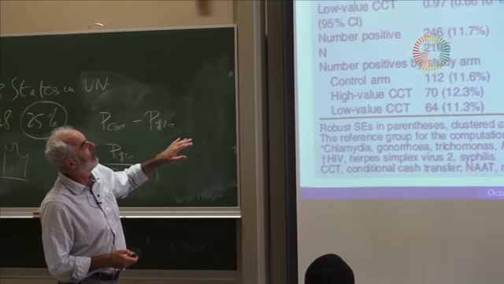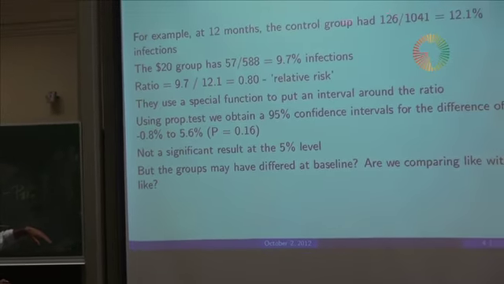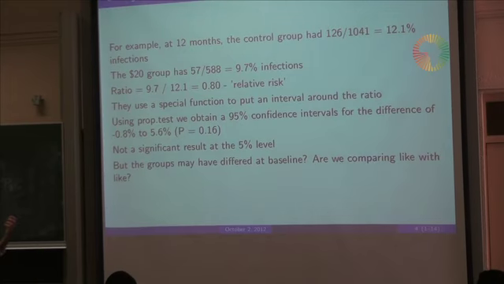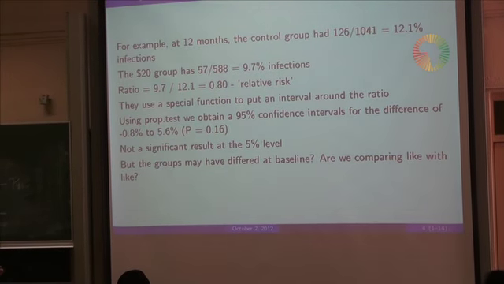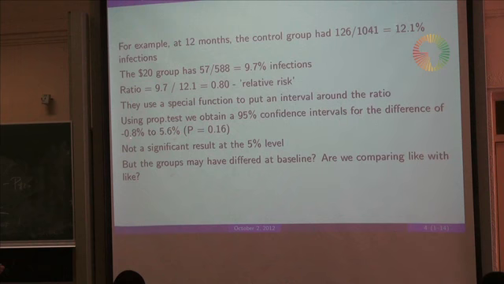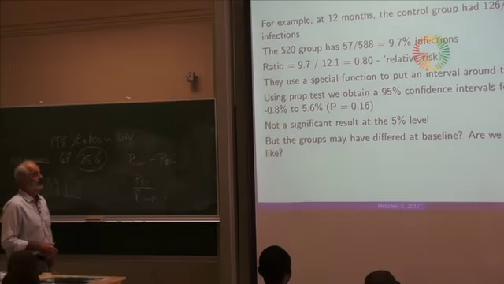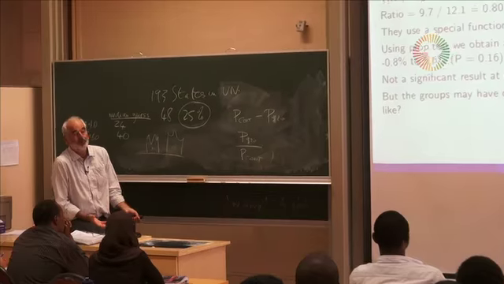If we put this data into R and do a prop test comparison, we can obtain a 95% confidence interval for the difference of the proportions of minus 0.8% to 5.6%. So again, as we could guess, we don't get a significant difference. This confidence interval includes 0, the no difference, and the p-value is greater than 0.05. So we can't conclude from this data that it's worked.